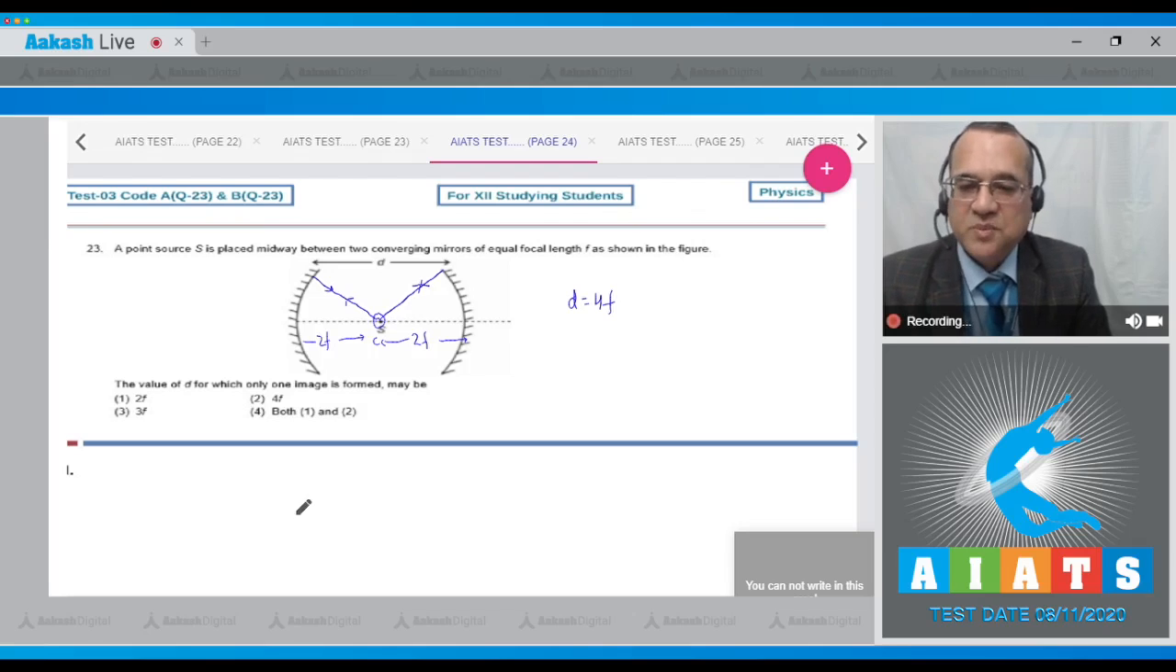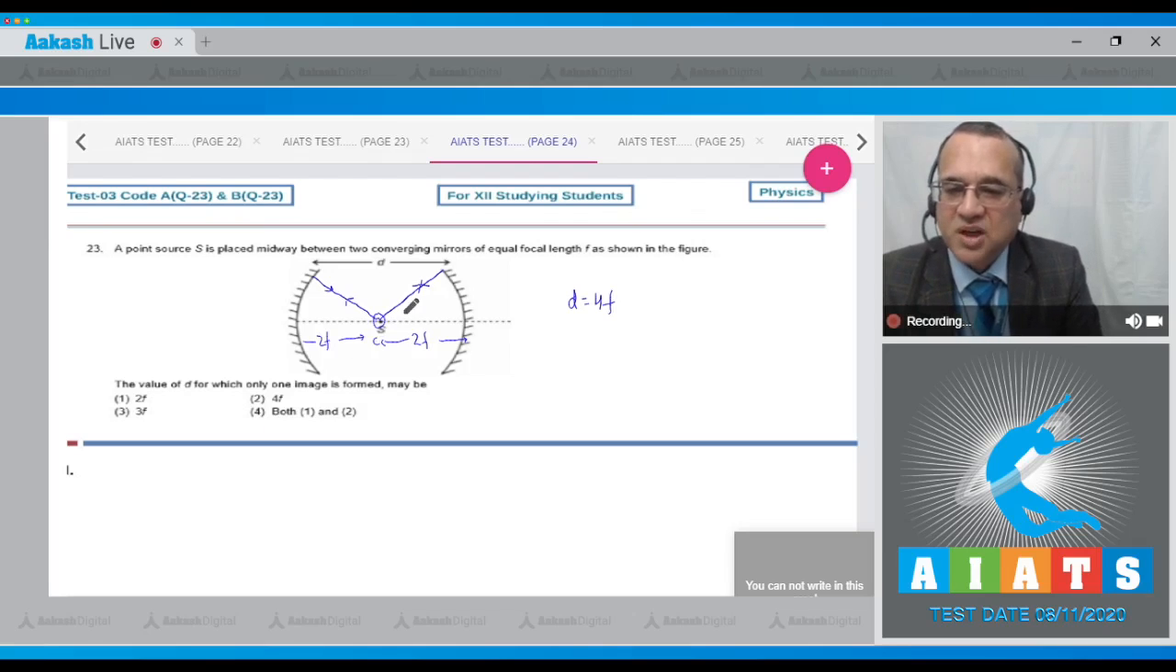There can be one more option, and what is that option? It can happen that the ray goes from here, then becomes parallel to this, and then returns like this. And from here also, it goes like this, and then returns to this.